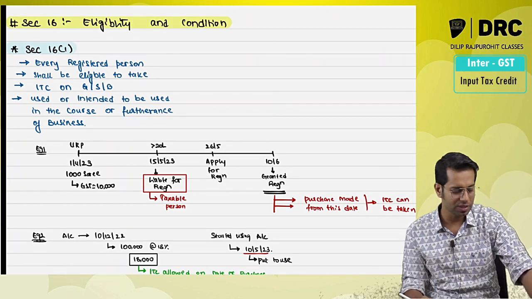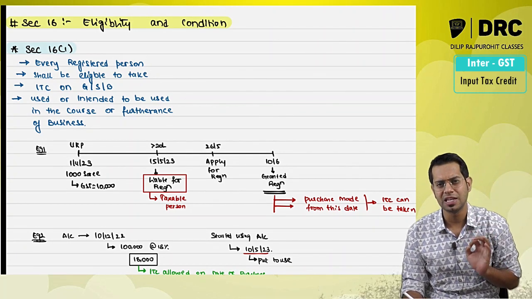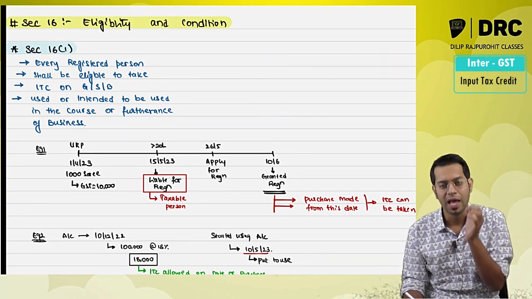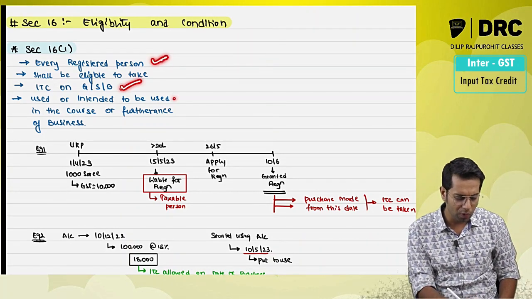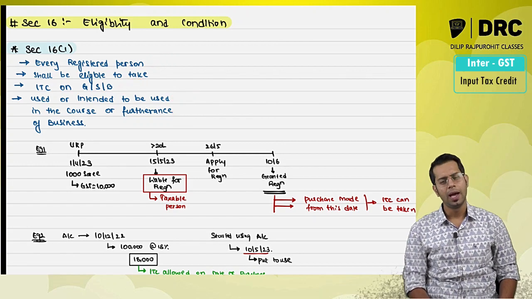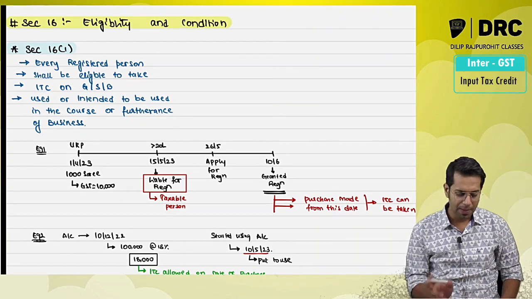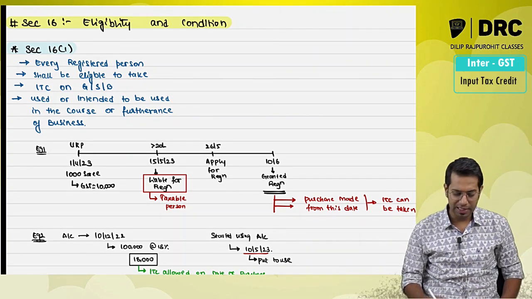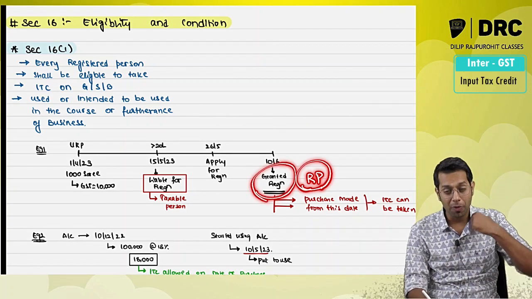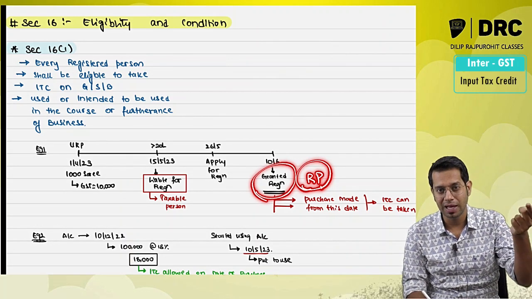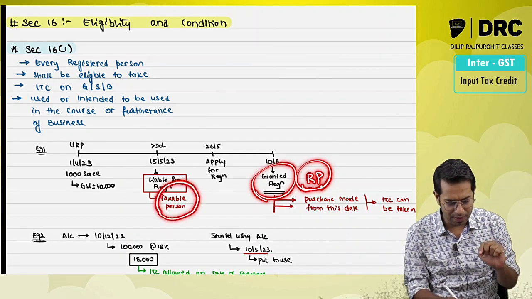Section 16(1) says every registered person is eligible to take input tax credit on the goods or services or both which are used or intended to be used by him in the course or furtherance of business. Please note, for taking input tax credit you should be a registered person. But for paying the taxes, the government will collect the taxes if you are a taxable person.